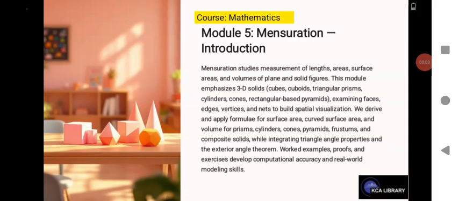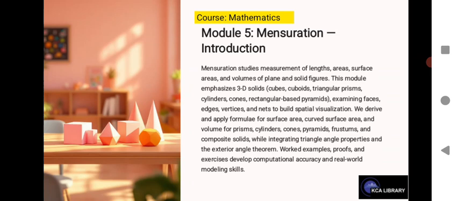Welcome to Module 5 of the Mathematics course. In this module, we shall be looking at mensuration. Mensuration refers to the measurement of lengths, areas, surface areas, and volumes of plane and solid figures.